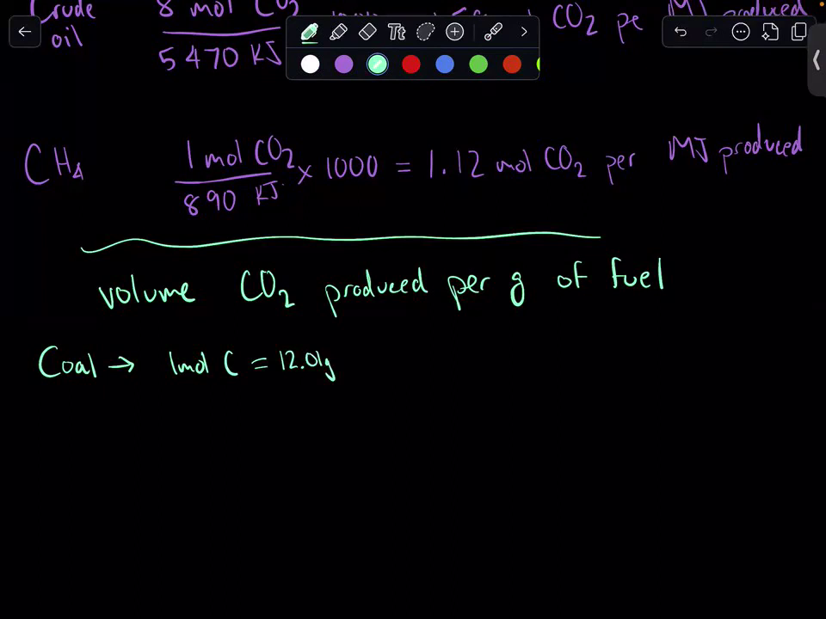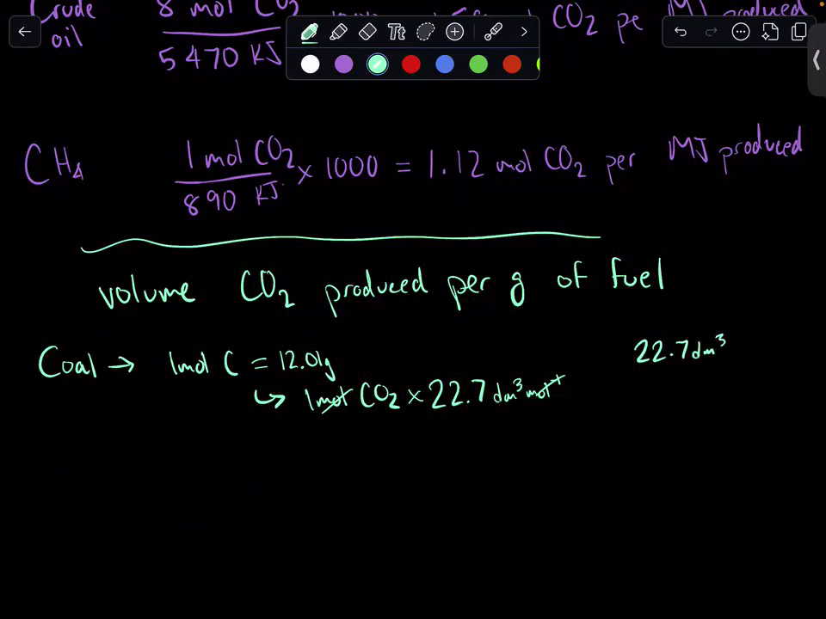We know that in 12.01 grams, we only produce 1 mole CO2. And CO2, as a gas, we can just multiply by 22.7 decimeters cubed per mole to find that 1 mole of CO2 is going to be 22.7 decimeters cubed. So for every 22.7 decimeters cubed, it costs us 12.01 grams of carbon, meaning that we get about 1.89 decimeters cubed of CO2 per gram.